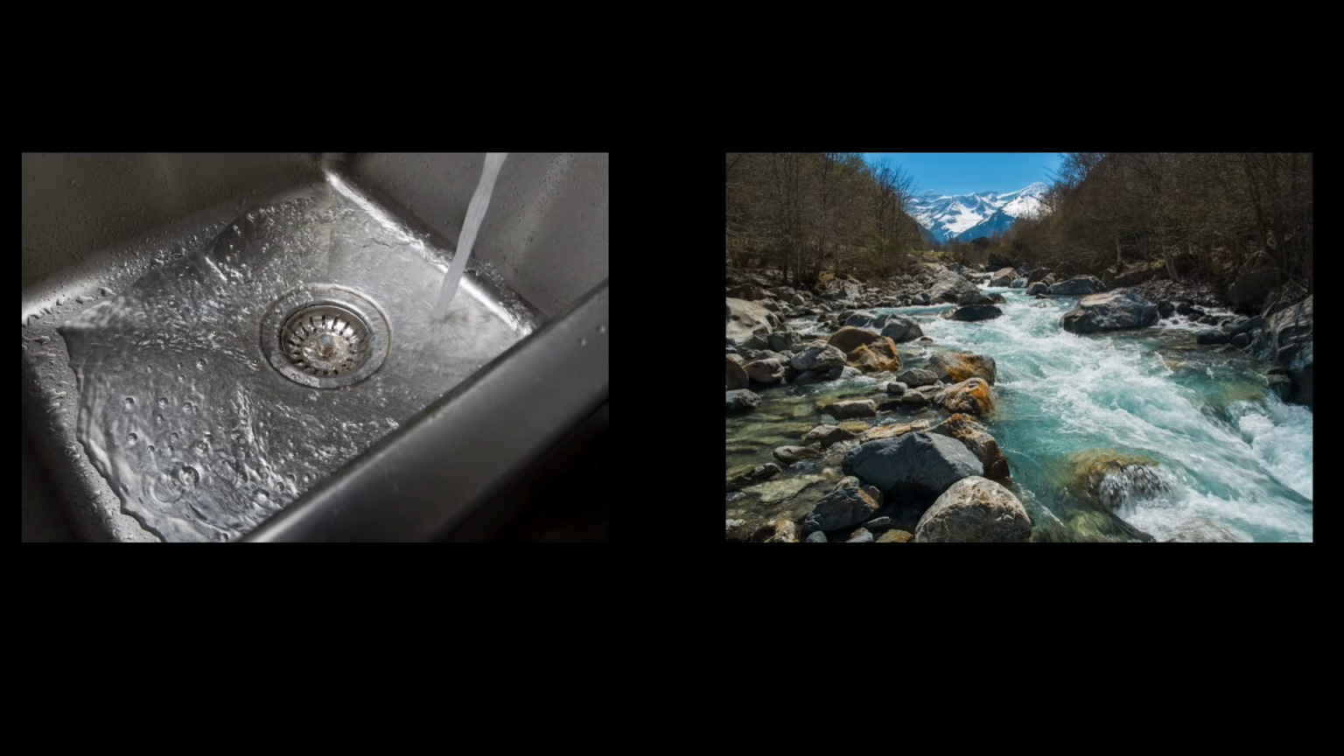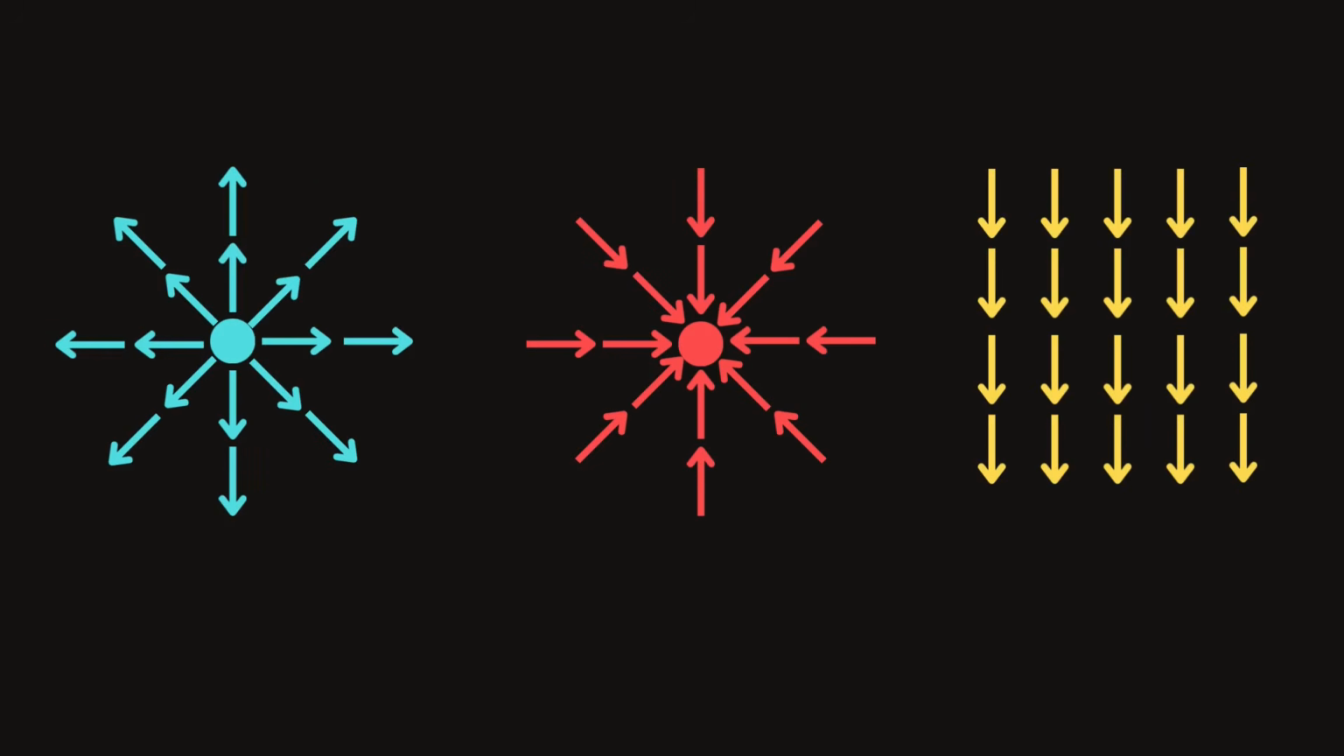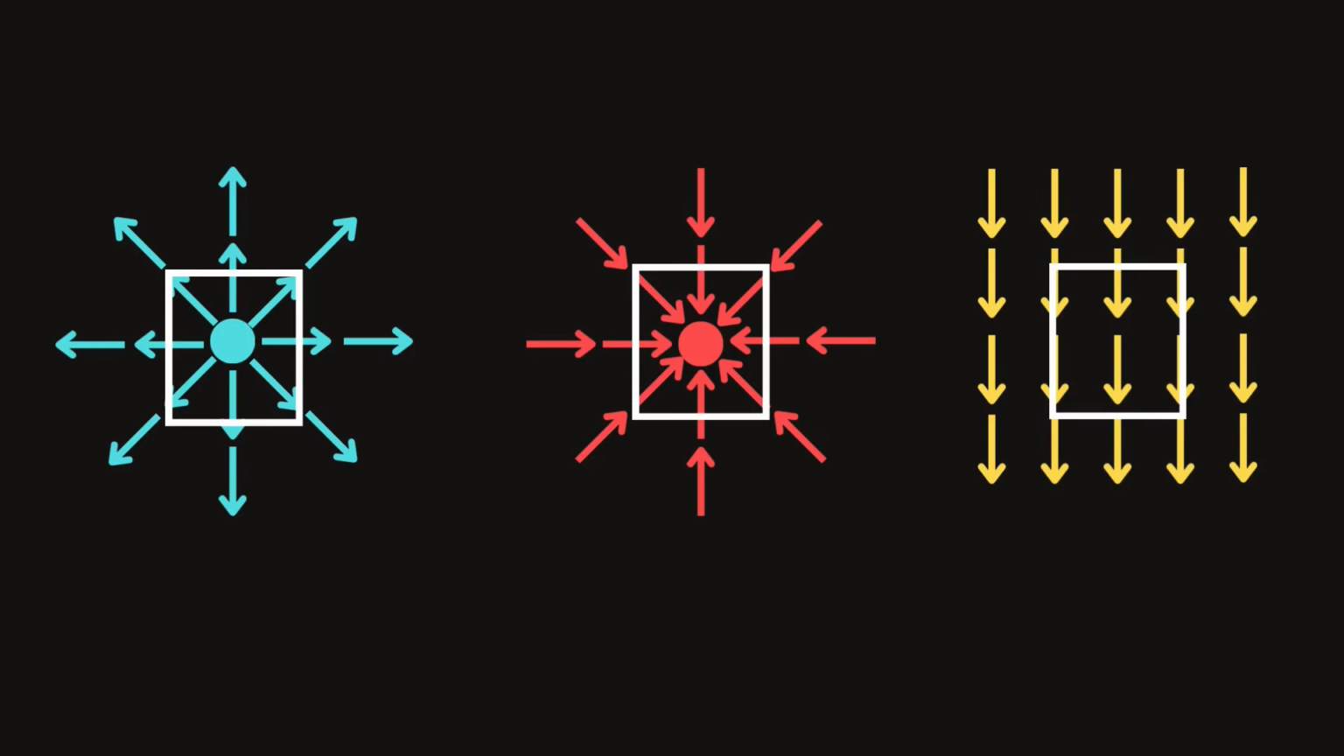Picture a different kind of vector field. Instead of electric field or gravitational field, imagine the velocity field of a fluid. At every point, the tiny arrow shows the velocity of the fluid. Then pick a tiny box around the point.